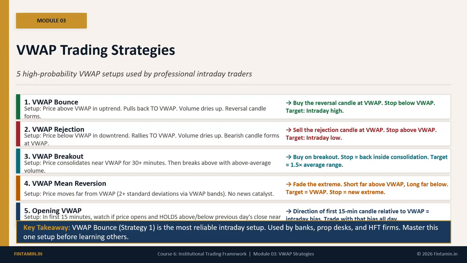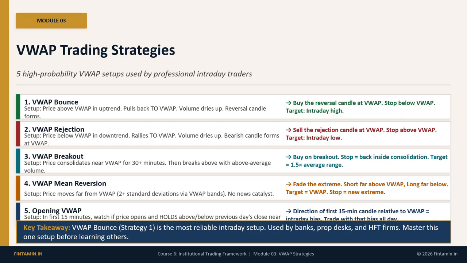Strategy number 4 is opening VWAP. Watch the first 15 minutes. Which direction does price go relative to VWAP? If it opens above, consolidates and holds above VWAP for the first 15 minutes, the day's bias is bullish. Trade with that bias until price proves you wrong.